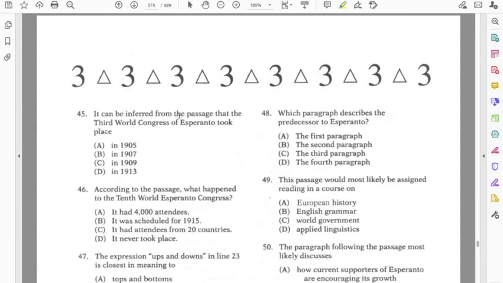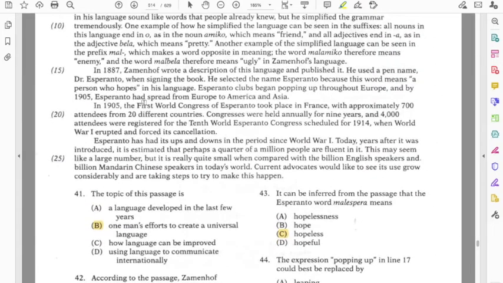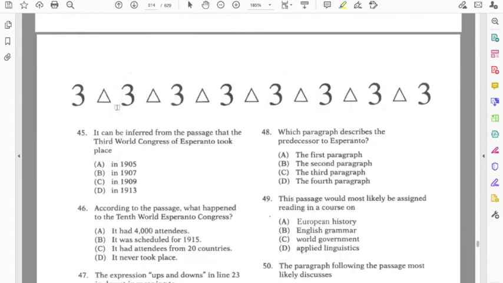It can be inferred from the passage that the Third World Congress of Esperanto took place, and the Third World Congress was, well, if the 10th World Congress was in 1914, the first was in 1905, that means the third must have been in 1905, 6, 1907.